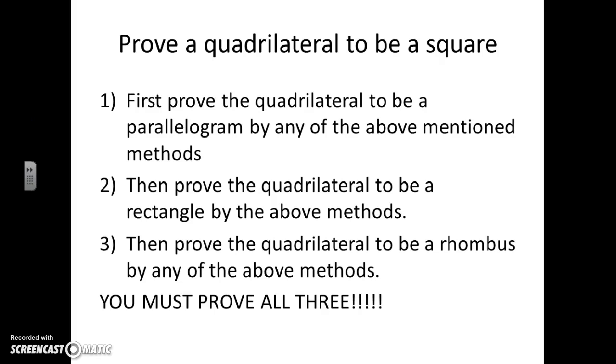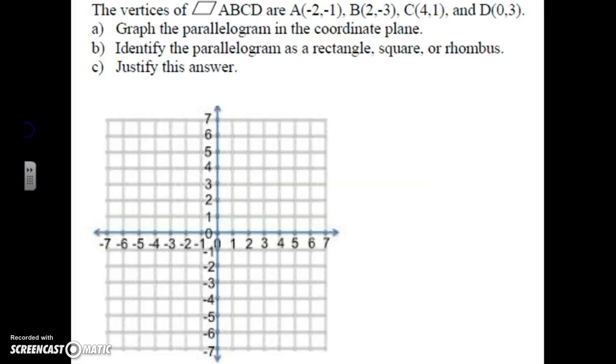Now, proving a quadrilateral to be a square. This will be your least favorite thing in this whole lesson. In order to prove a quadrilateral to be a square, we have to first prove that the quadrilateral is a parallelogram by any of our methods. Then we have to prove that it's a rectangle by any of the methods. Then we have to prove it's a rhombus by any of the methods. You must prove all 3. If you don't prove all 3, you've not proven it to be a square.